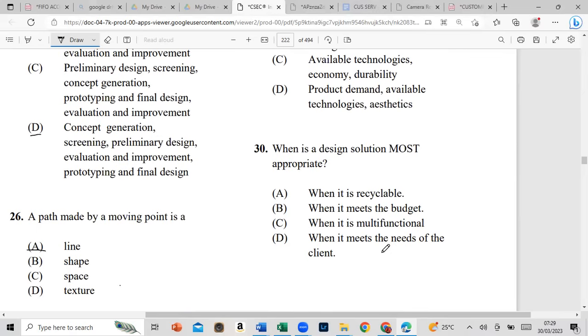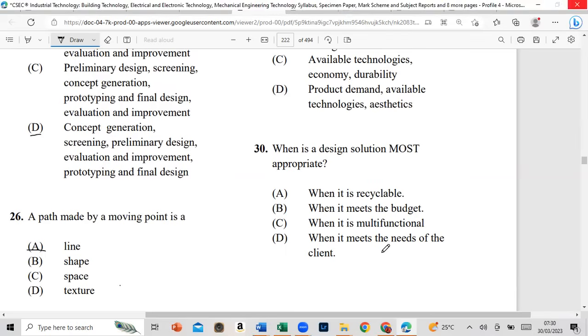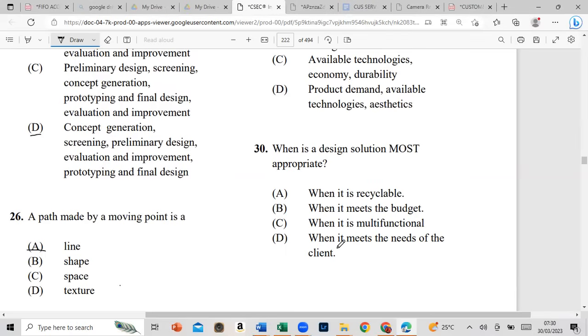When is a design solution most appropriate? I'm not going to do this one. I'm going to start the second video with the answer to this one. If you wish, you can leave it in the comment section. A, when it is recyclable. B, when it meets the budget. C, when it is multifunctional. D, when it meets the needs of the client. So we're gonna start the next video with the solution to this.